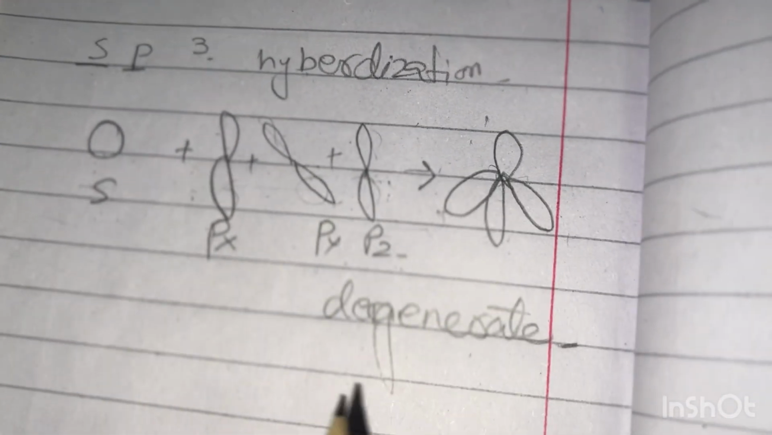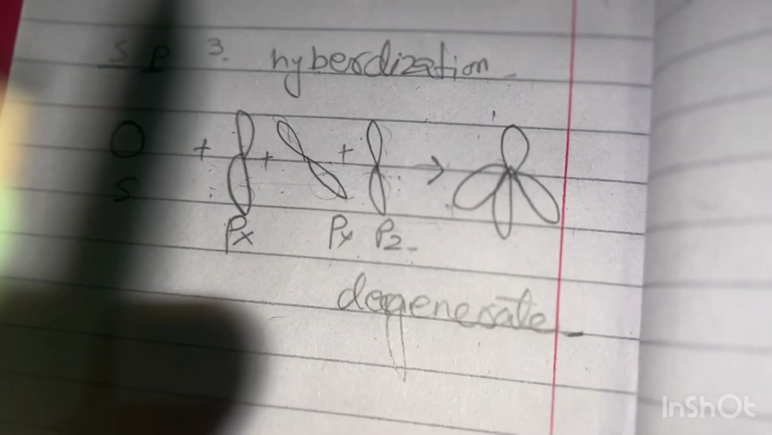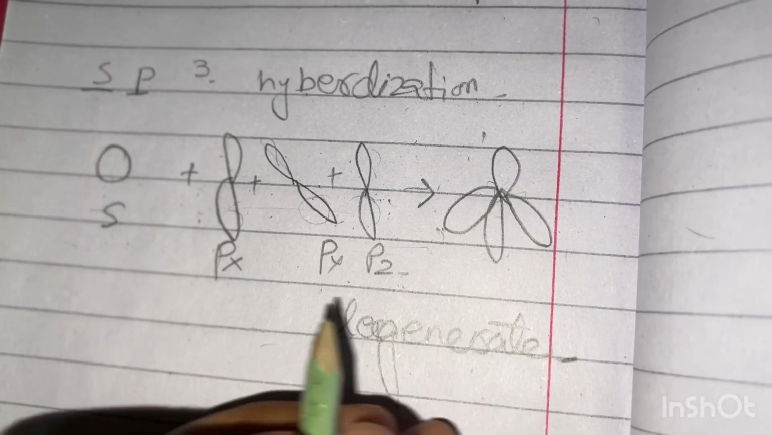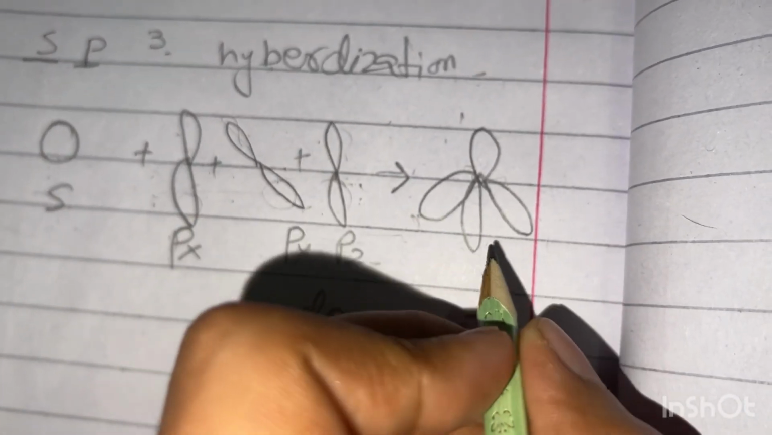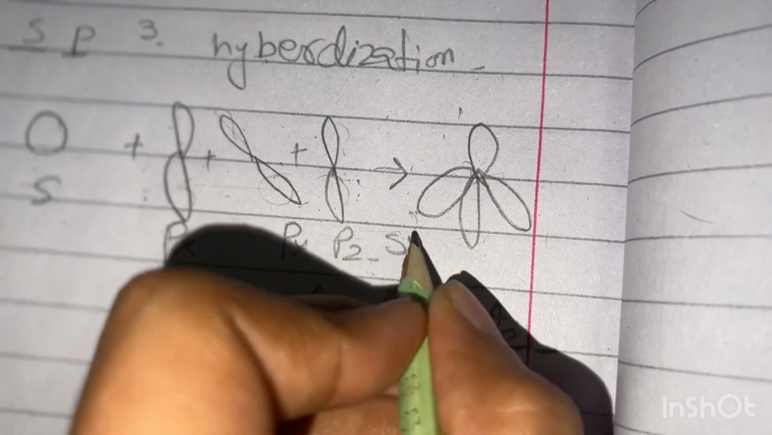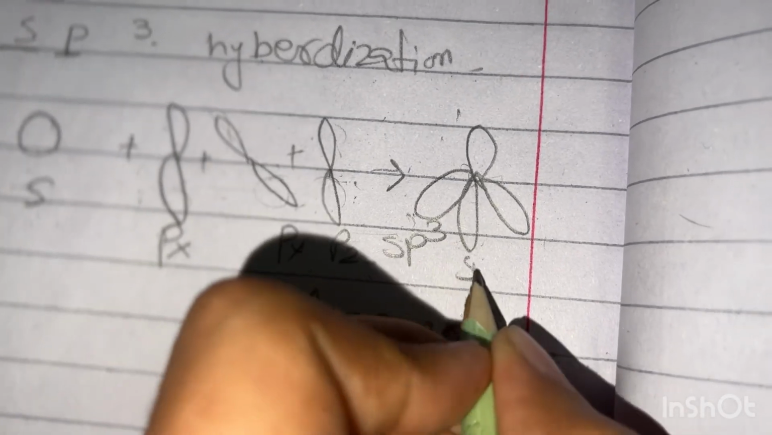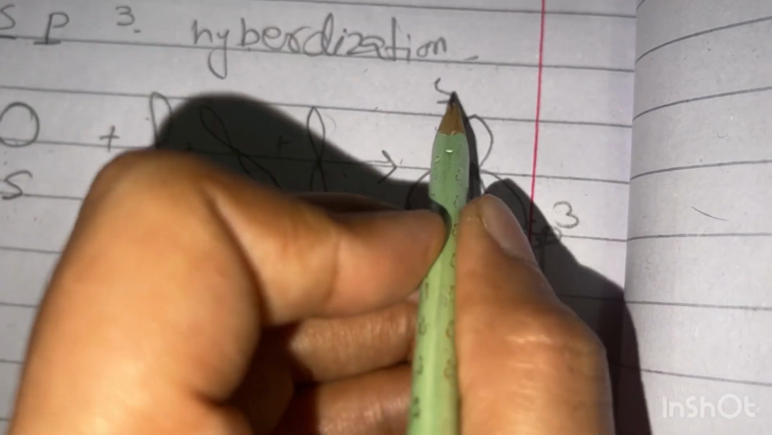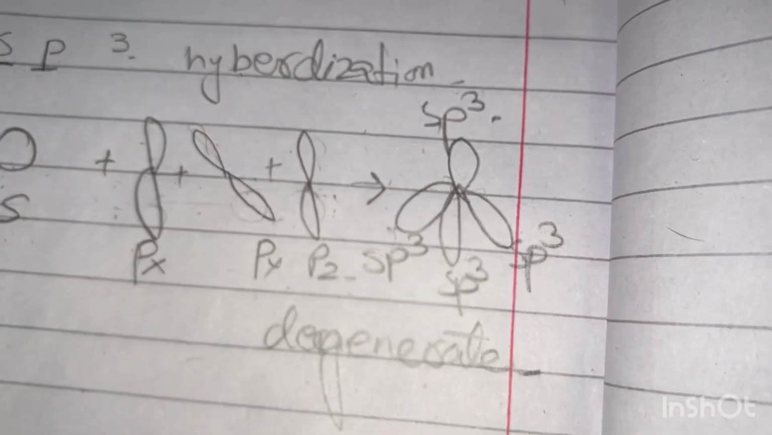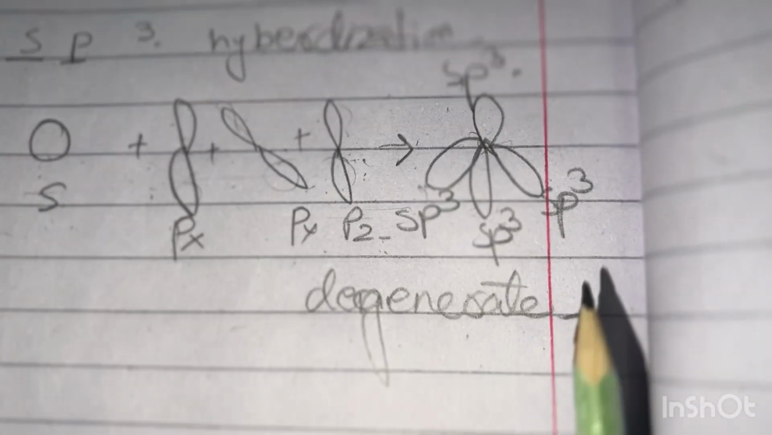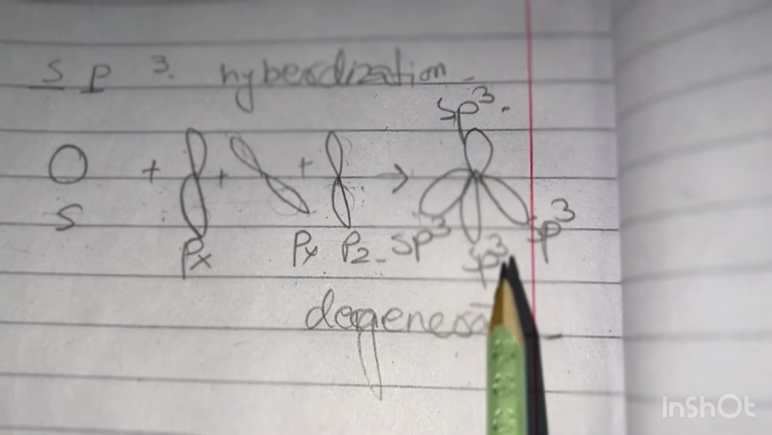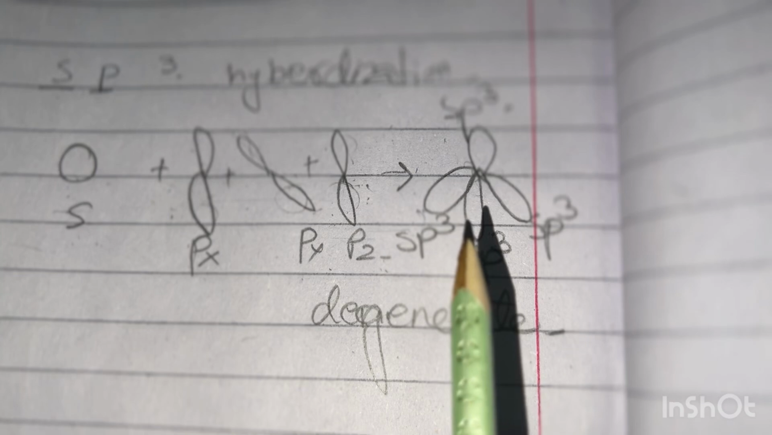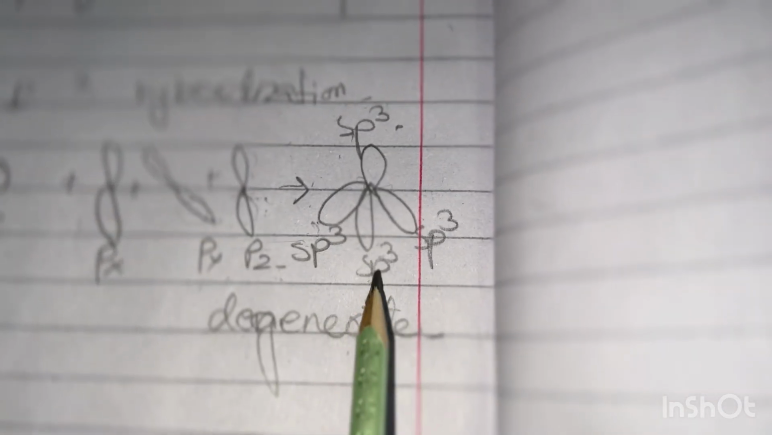So these are degenerate orbitals. They have the same name. These have different names as px, but these 4 should have the same name. That is sp3. This orbital is sp3. This orbital is sp3. This orbital is sp3. Okay, so these 4 new orbitals are formed that are equal in energy, so they are known as degenerate orbitals.